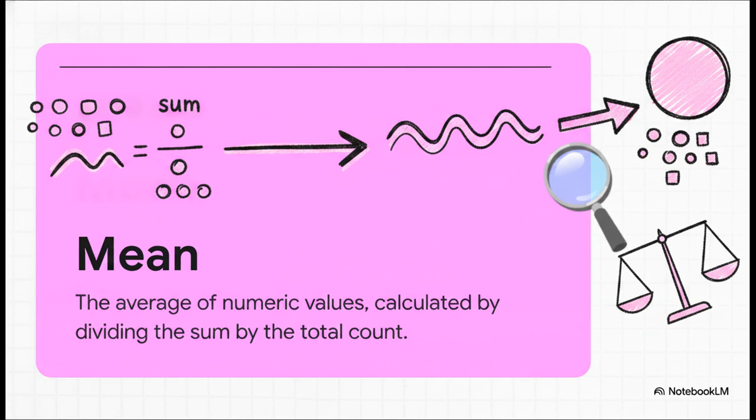Let's kick things off with the most common one, the mean. It's simply the average of your numeric values. You just calculate it by taking the sum of everything and dividing it by the total count. But hey, quick warning here. The mean can be super easily skewed by extreme outlier values.